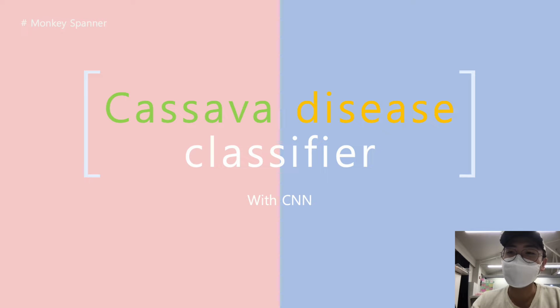Hi everyone, our team name is Monkey Spanner. Our team members are Shiryong and Seokwan. We're going to talk about a Cassava disease classifier using convolution networks. My name is Shiryong. Let's start the presentation.